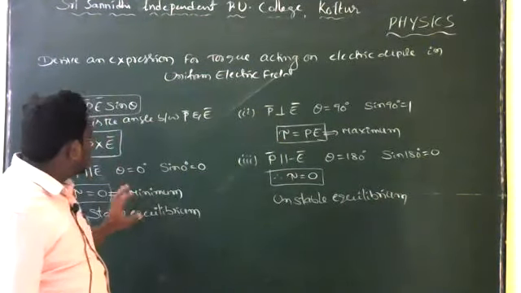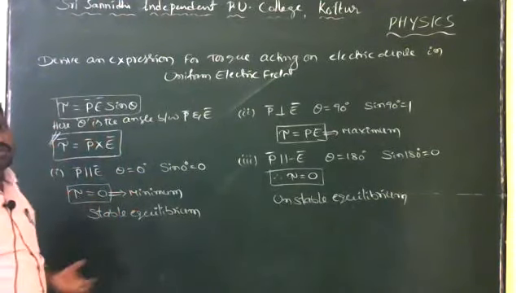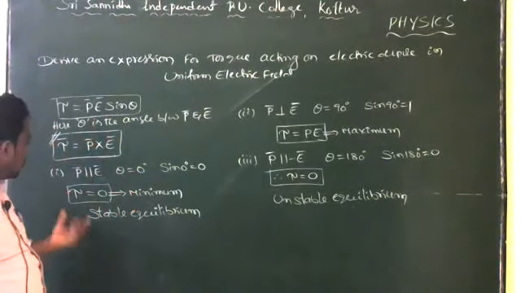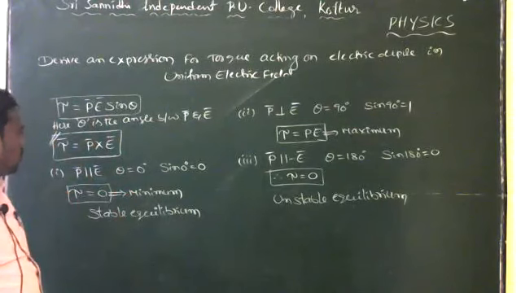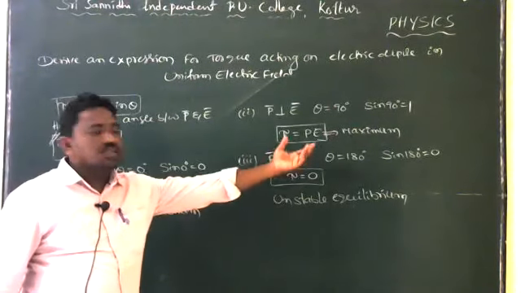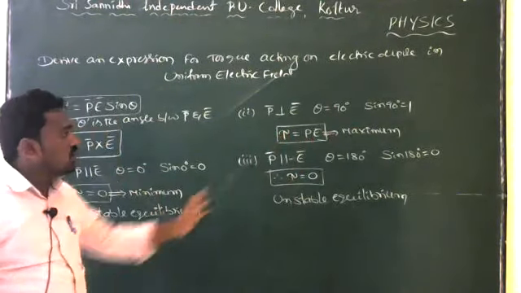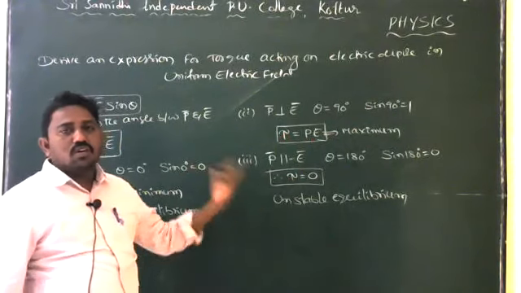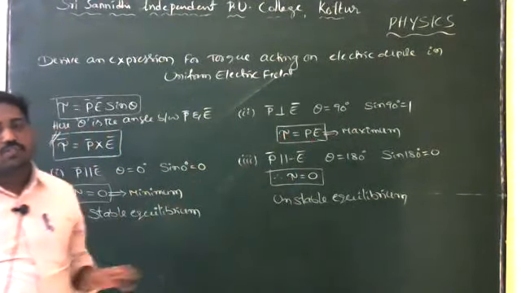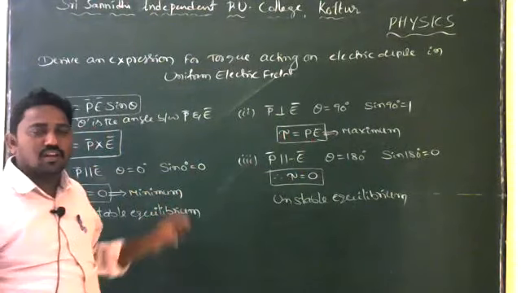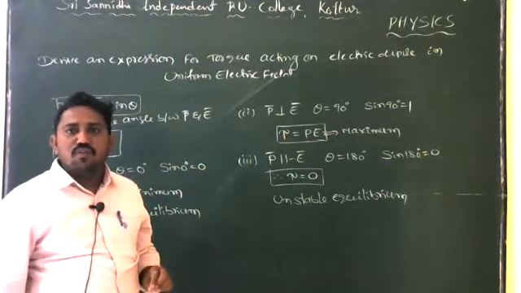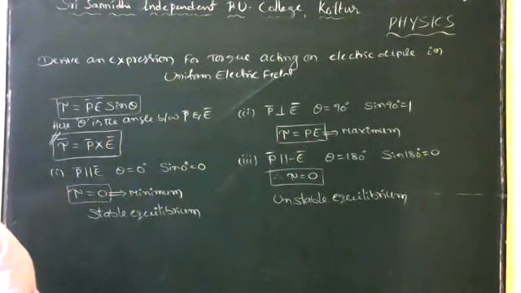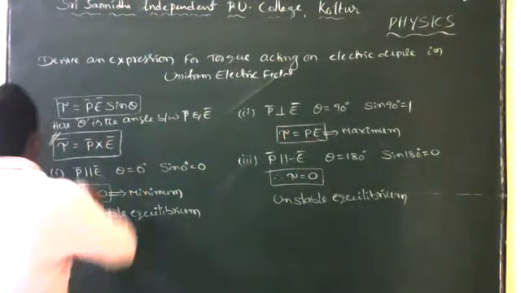So these conditions are represented by the maximum torque, minimum torque and zero torque. Okay, so torque tau is equal to zero minimum. So torque tau is equal to pE. This is the maximum torque used in the different conditions. So when torque is maximum and minimum, this is the expression for torque acting on an electric dipole in a uniform electric field. Okay, so next one, see next question.